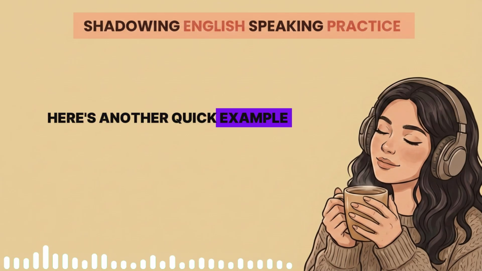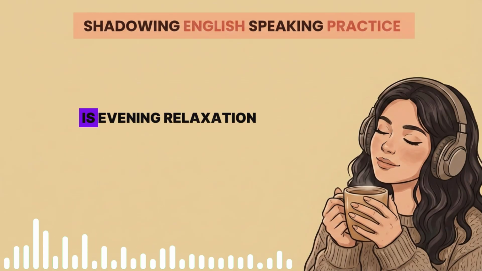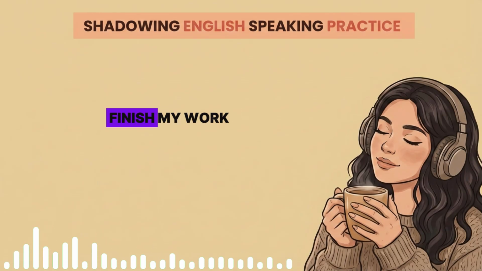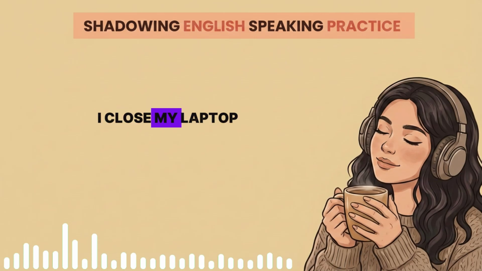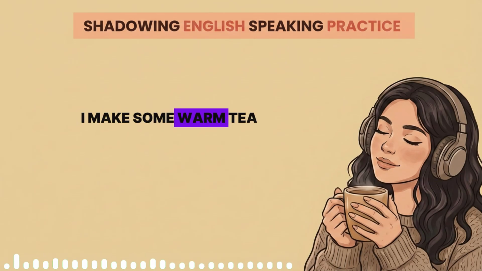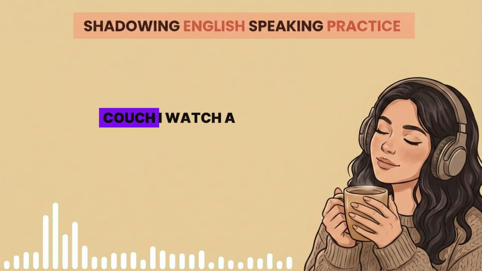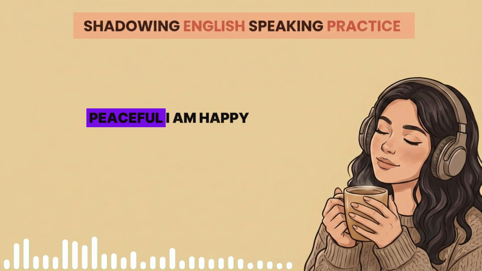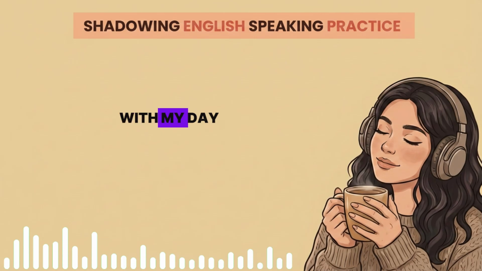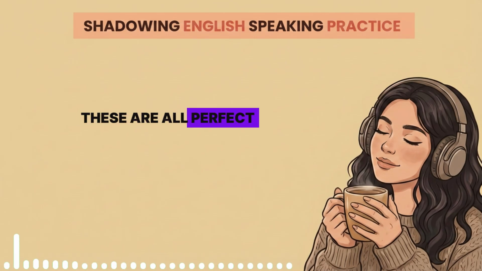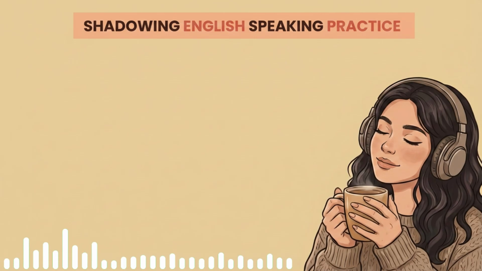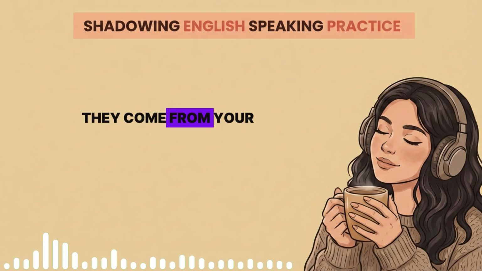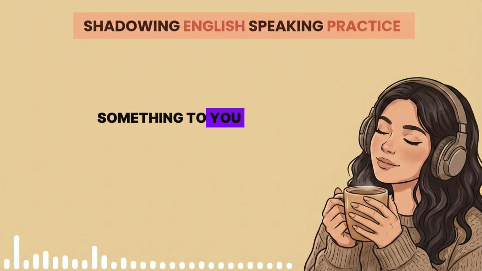Here's another quick example. Let's say your topic is evening relaxation. You could write, I finish my work. I close my laptop. I make some warm tea. I sit on my couch. I watch a show I like. I feel calm and peaceful. I am happy with my day. These are all perfect for shadowing practice. And the best part? You wrote them yourself. They come from your life, so they mean something to you.